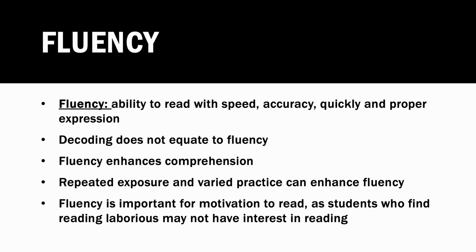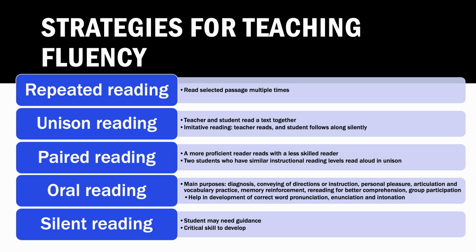The three main elements of fluency are speed, accurate word recognition, and expressive reading. This chapter went over 5 different strategies for teaching fluency, so we're going to go over those. The first is repeated reading. This means that you read selected passages multiple times. The purpose of this is to seek to develop automaticity in word recognition and positively affect the fluency and comprehension.